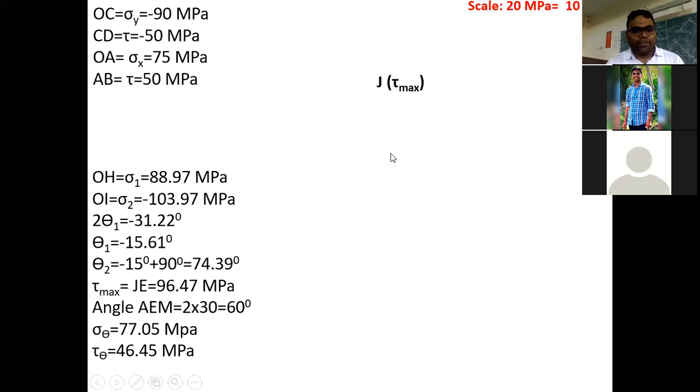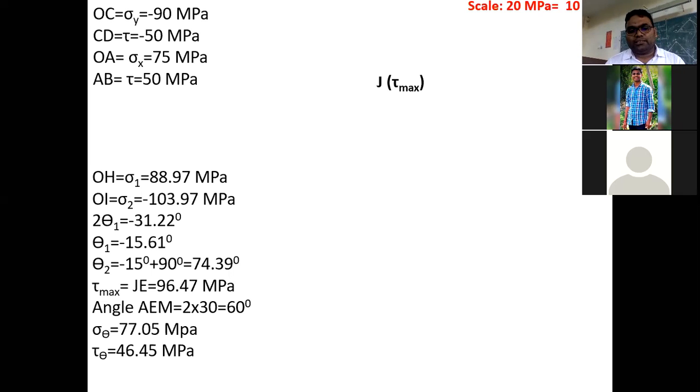So this data is given, you might remember that. We have sigma x 75 megapascal given in the question, and the corresponding value of tau is plus 50 megapascal, because where sigma x is acting the tau is in a clockwise direction, that's why it's positive. And opposite, sigma y is equal to minus 90, and in the plane where minus 90 is acting, the shear stress is minus 50. So this is the given data, you write it over here.